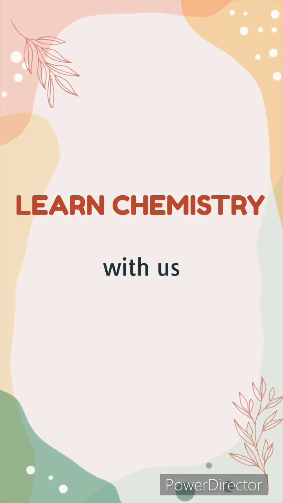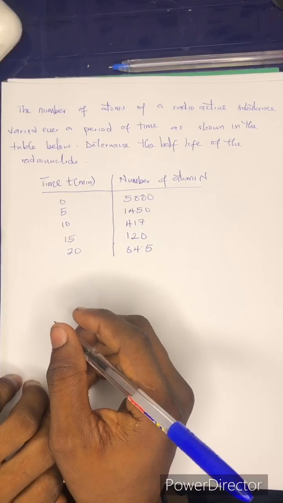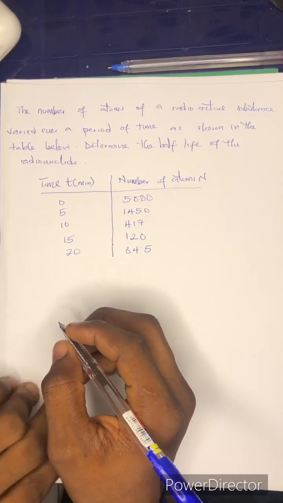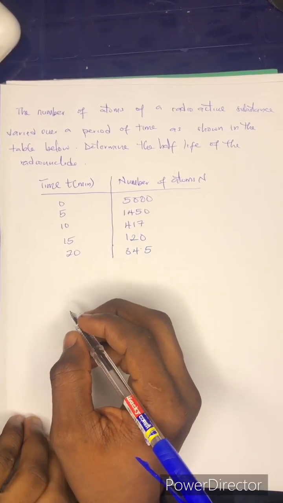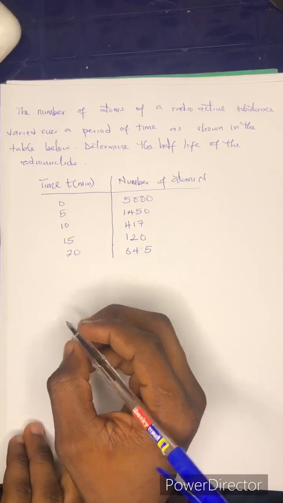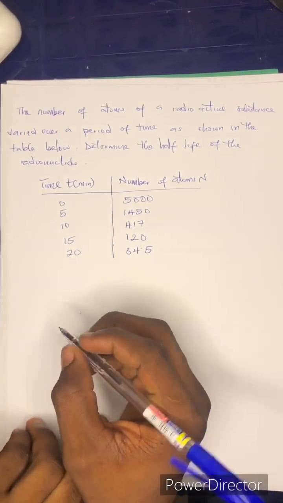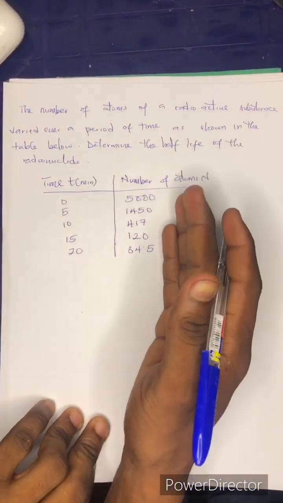Okay, today we are going to be solving a question graphically. The question says the number of atoms of a radioactive substance varied over a period of time as shown in the table below. Determine the half-life. Now, first of all, we're solving this graphically. How do I know that? Because they gave us a table.